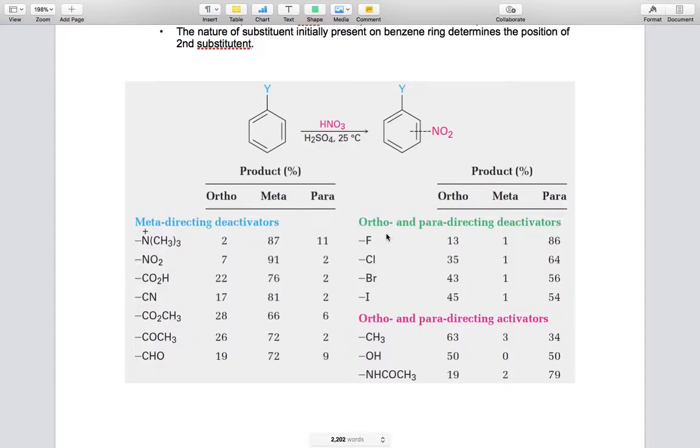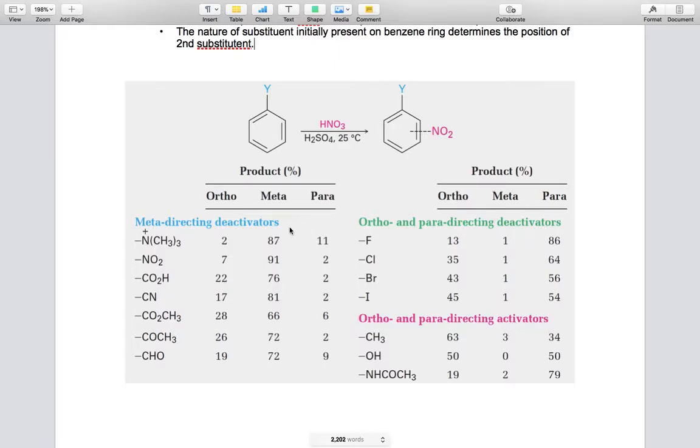And also, we have the ortho and para directing deactivators. This is easy to memorize because everything in the ortho and para directing deactivators, as you can see and observe, are halogens. And we also have the ortho and para directing activators. Here they are. So take note, these halogens are the deactivators, and these are the activators.